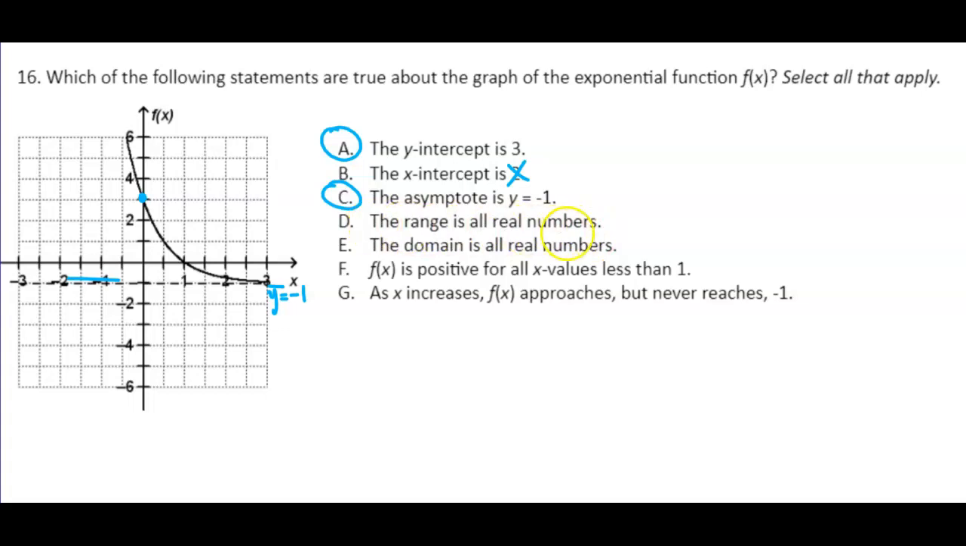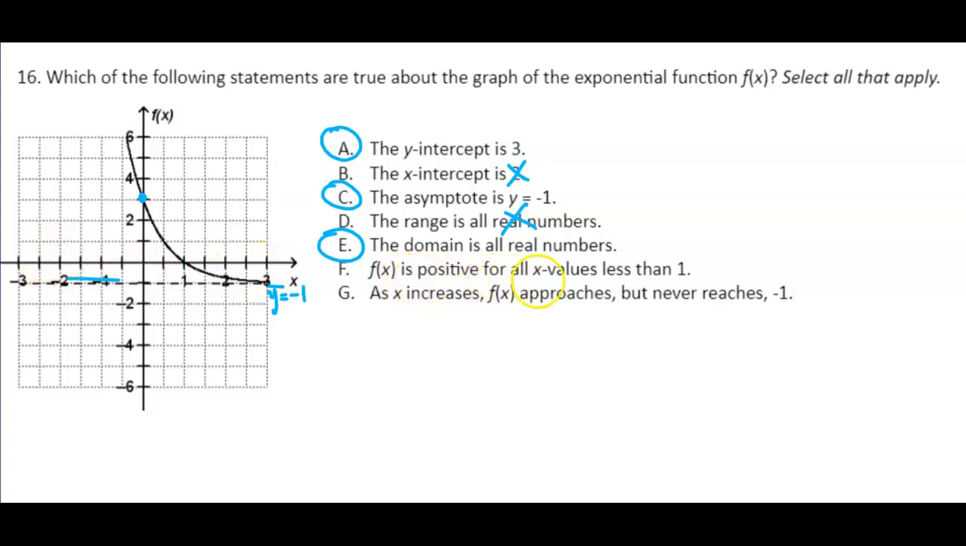Range is all real numbers. That one is false. Remember, because of this horizontal asymptote, it's restricting the range. I have nothing down here. All of my graph is above y equals negative 1. It is not all real numbers, so it is not D. E, the domain is all real numbers. That is true, and that's true for any exponential. There is no vertical asymptote that's restricting the domain. I can have any value from negative infinity to positive infinity.